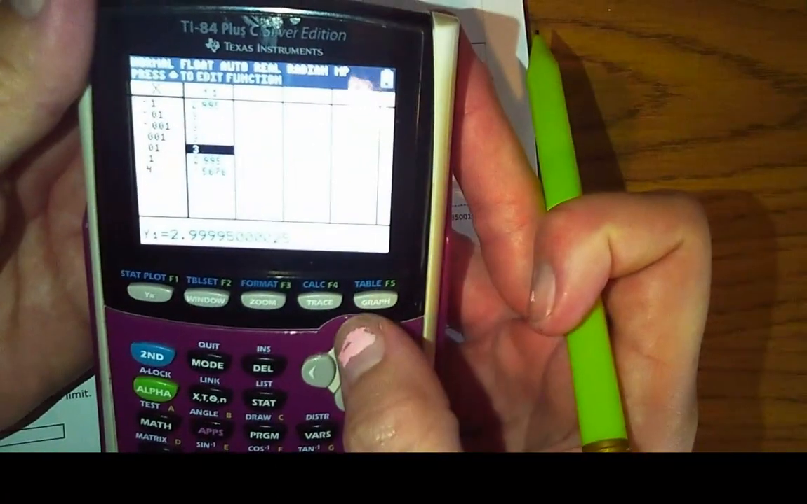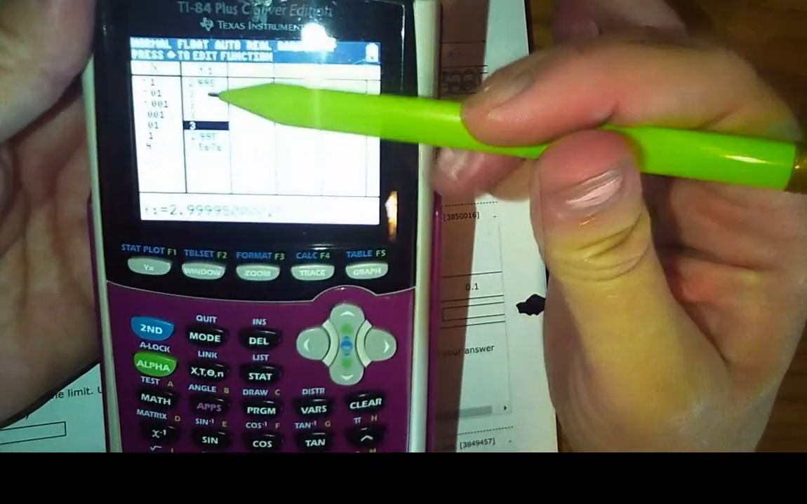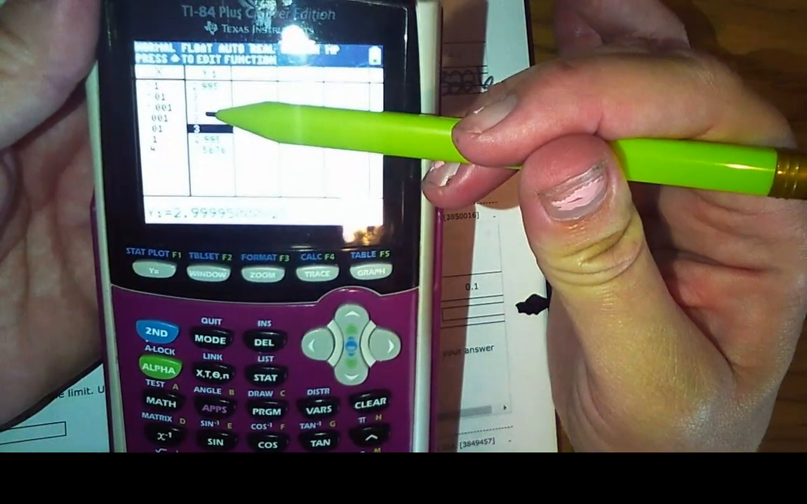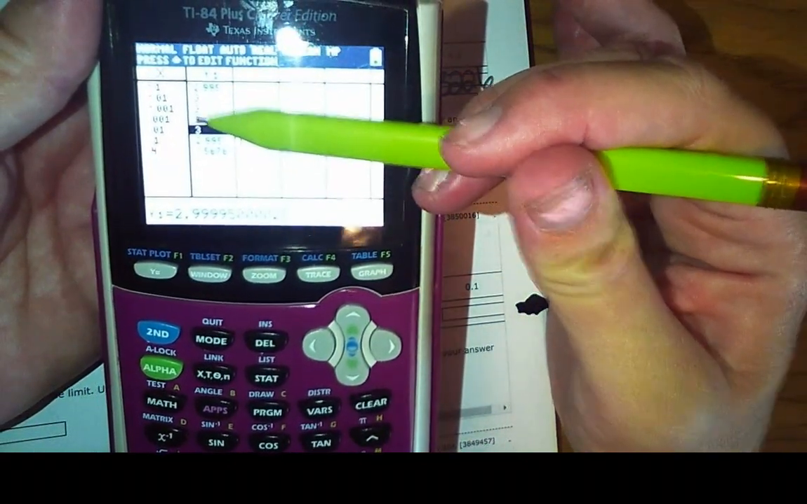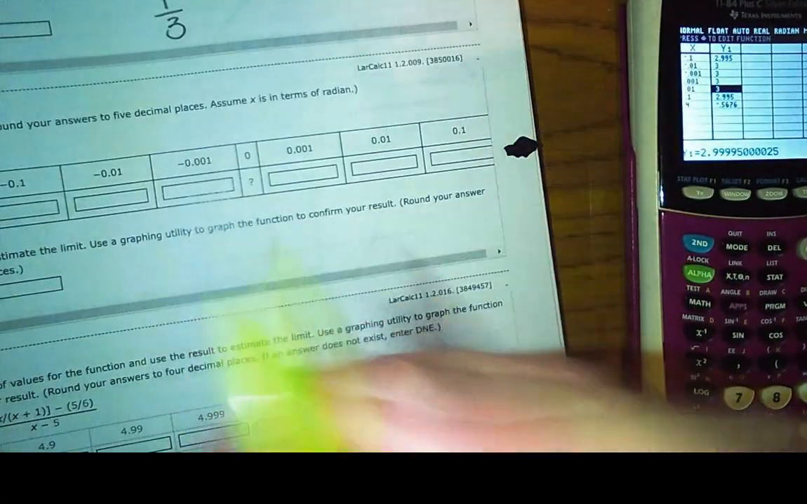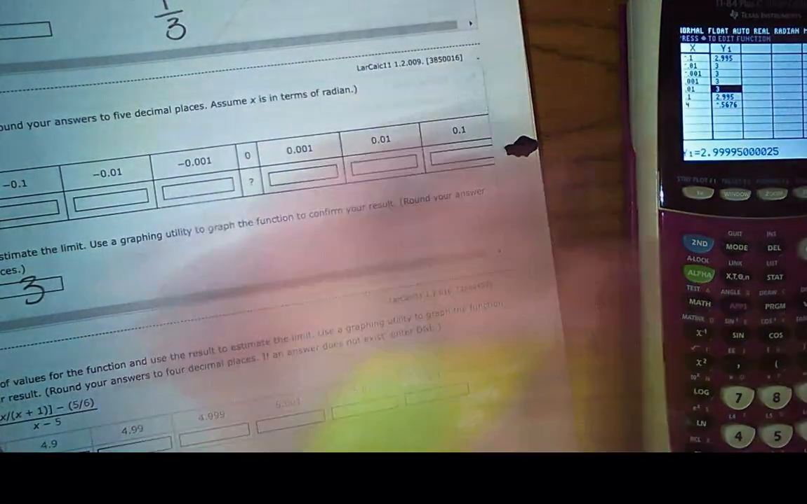Okay, so you're still going to want to plop those in there, but you should recognize that as I'm creeping closer to an x value of 0 from the left, I'm approaching 3. And as I creep up to an x value of 0 from the right, I'm creeping up to a 3. So your answer on this is going to be my limit is 3, but you're going to have to enter those boxes. I'm not going to do that for you.